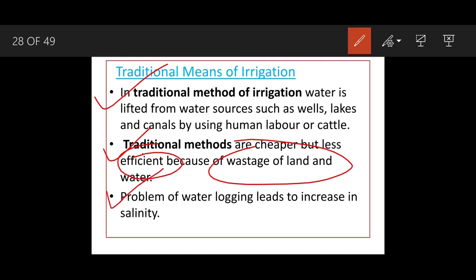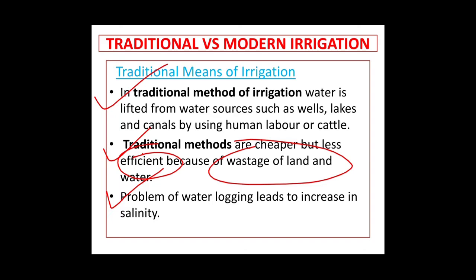Now the third one, the problem of water logging leads to an increase in salinity. Just now I mentioned the canals, when they are overflooded, the water can percolate deep inside the ground, penetrate, and the salt comes to the surface. So this problem of salinity leaves the land infertile and unfit for agriculture. So we can say that the traditional means, along with some advantages, have lots of disadvantages.